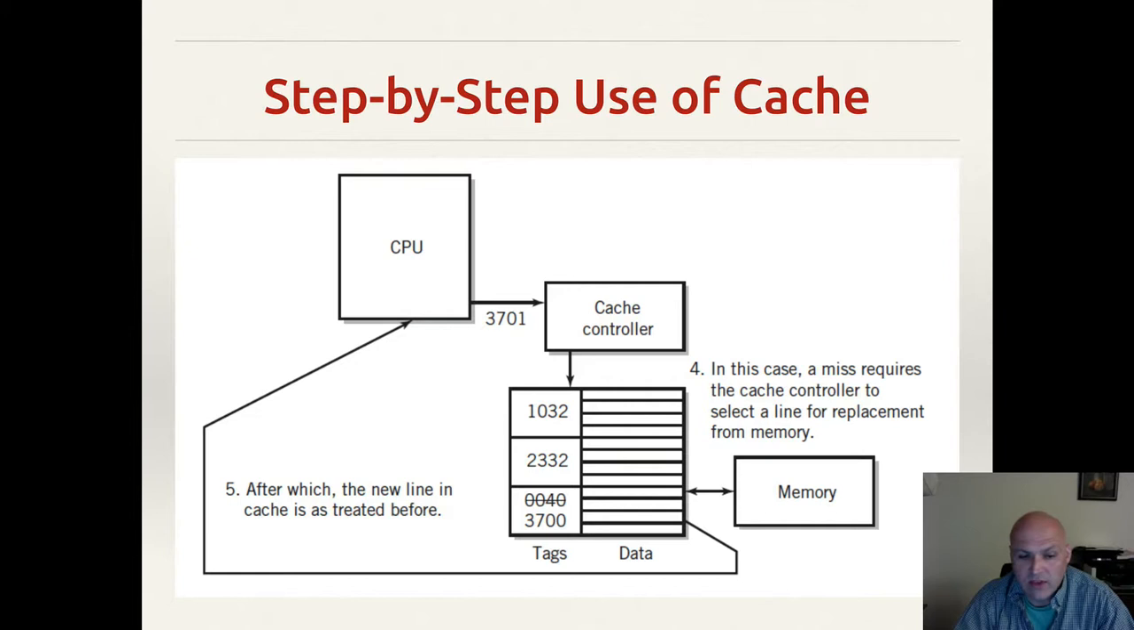Now notice in this case, we also have a full cache. At least in this representation, we only have 3 cache lines to work with. So we have to choose one to replace.